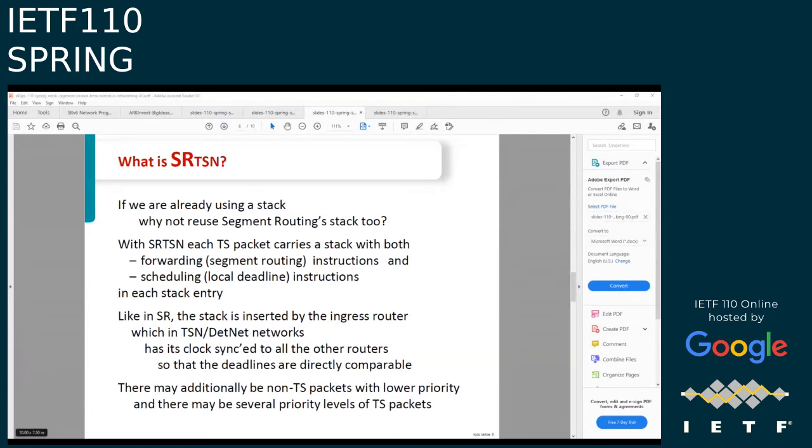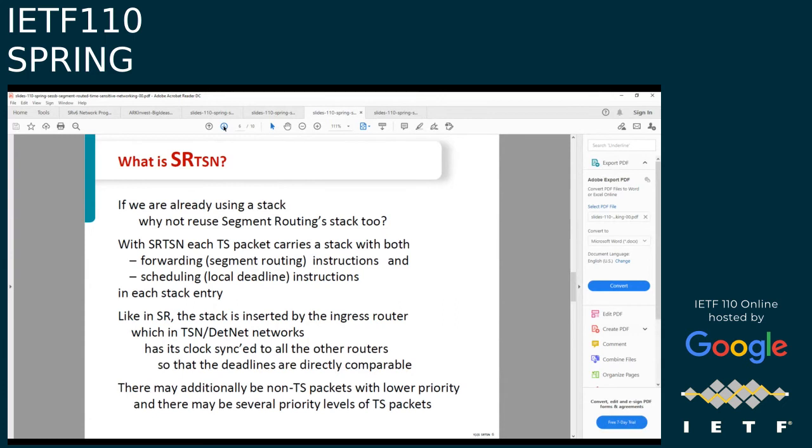So basically, what we have here is a stack of entries, each of which has a forwarding and scheduling portion. Each router along the way looks at the top of stack, knows where to forward and by when to forward, and then pops that entry. The next router, of course, gets the packet with one less entry, looks at the top of stack, and recurses until there's none left. Now, since I'm talking about a DetNet or TSN kind of scenario, all of these routers are synced in time, so all these deadlines are directly comparable. I actually could have said that in the previous slide, but I just wanted to add it here.